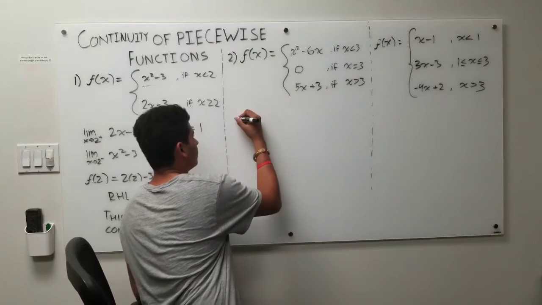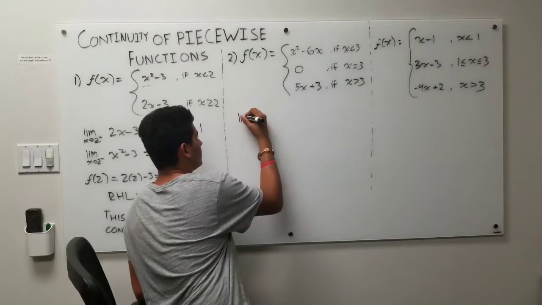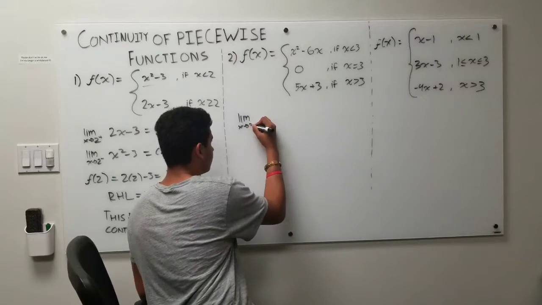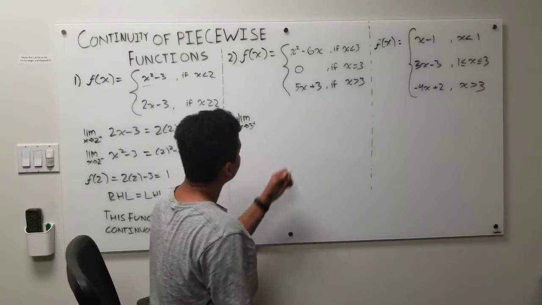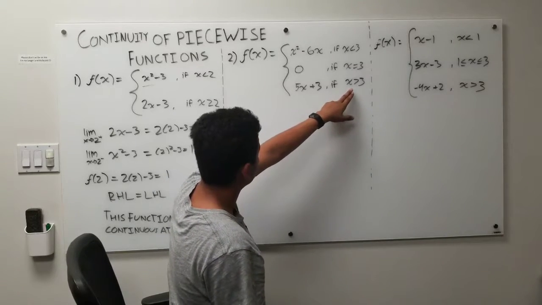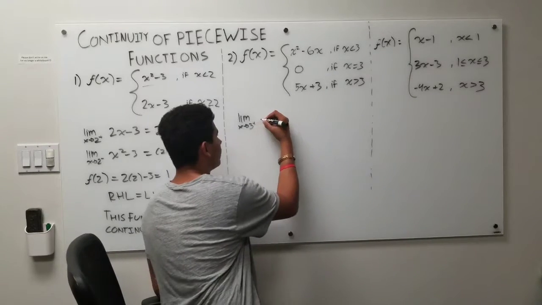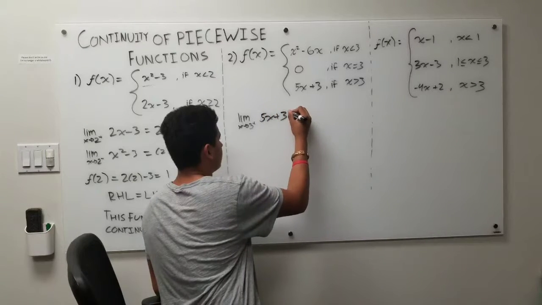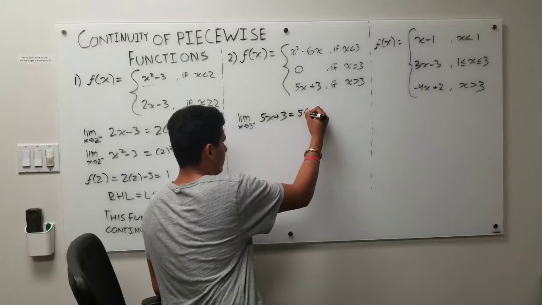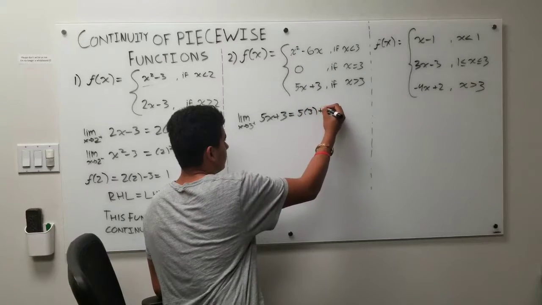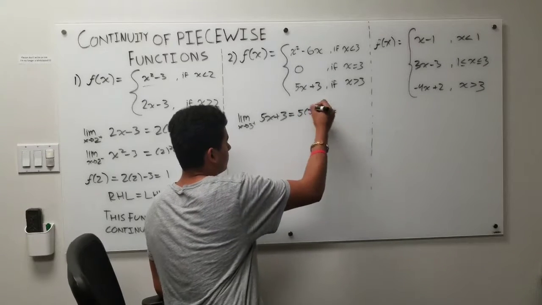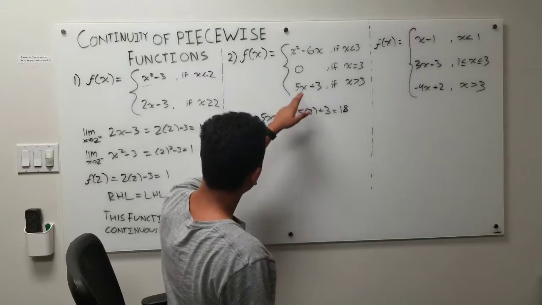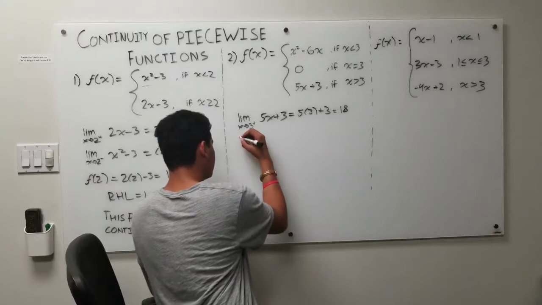We're going to find the limit as x approaches our Frankenstein point 3 from the right side. The right side is going to be this bottom function over here because it's for all values greater than 3. So we're going to do 5x plus 3. We're going to plug in the value of 3, 5 times 3 plus 3, which is equal to 15 plus 3, which is 18. Now we're going to do the same thing for the left side.